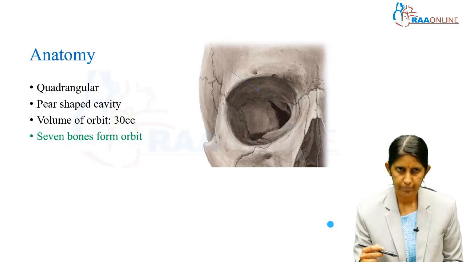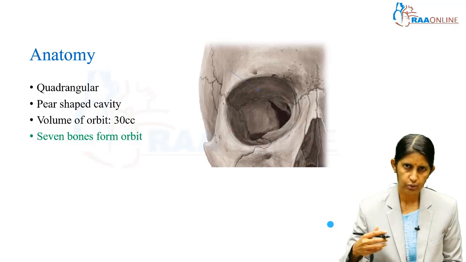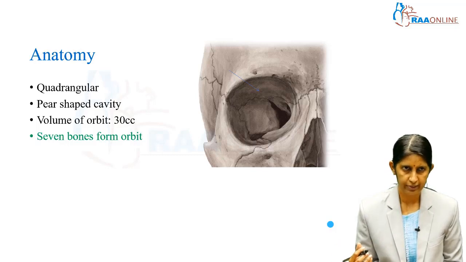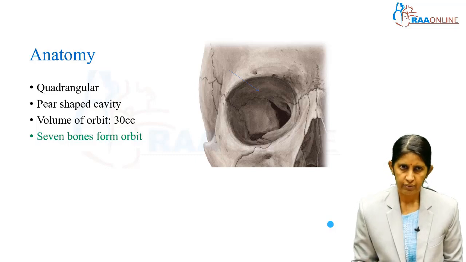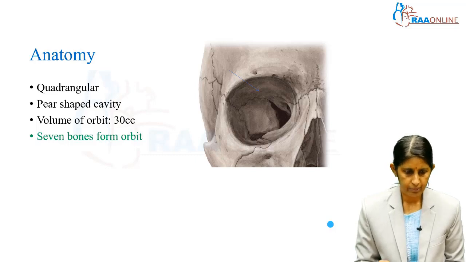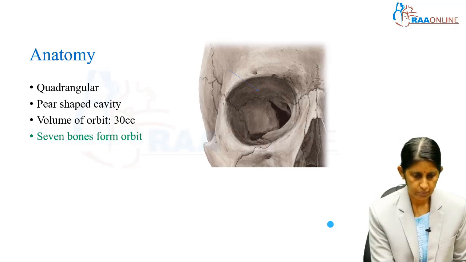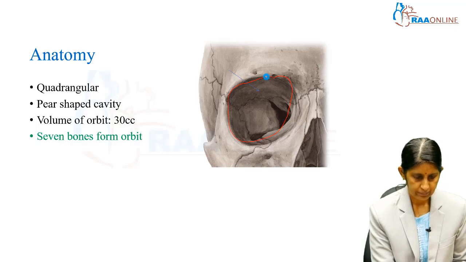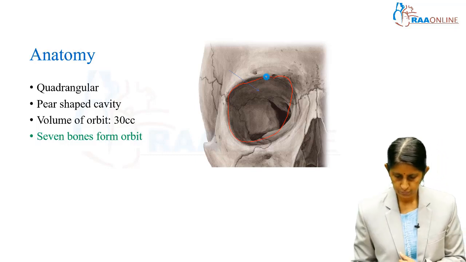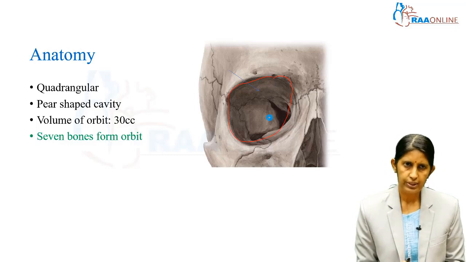The stalk of the pear goes behind in the retroorbital area, and the volume of the orbit is 30 ml. And there are 7 bones that form the orbit. Now, this is very, very important. These 7 bones are in locations which contribute to the roof of the orbit, the floor, and the medial and lateral walls of the orbit. So these are the 4 important constituent structures which give the orbit its shape.